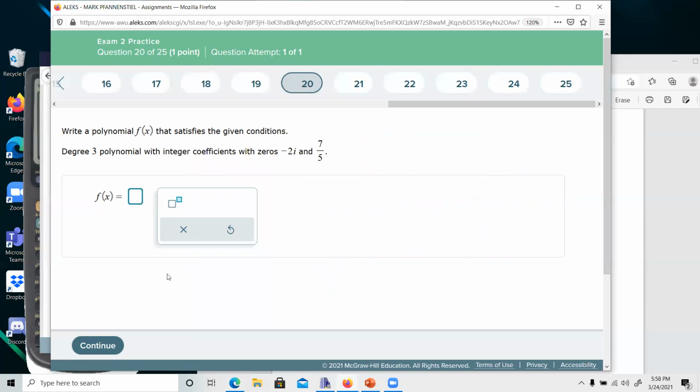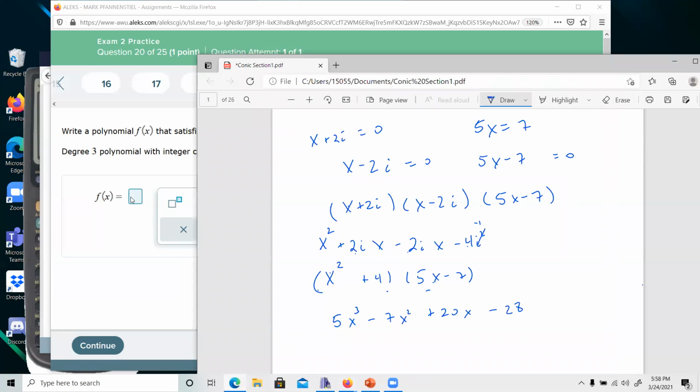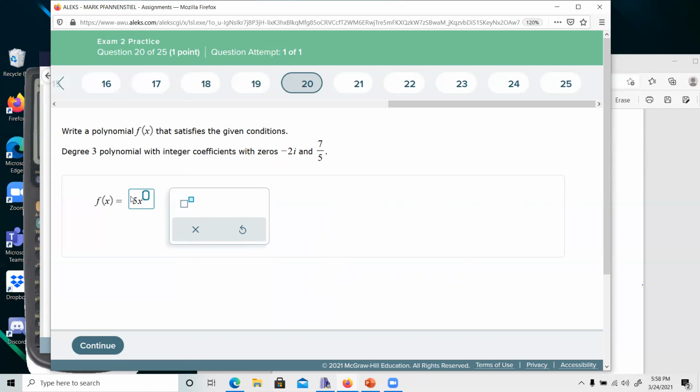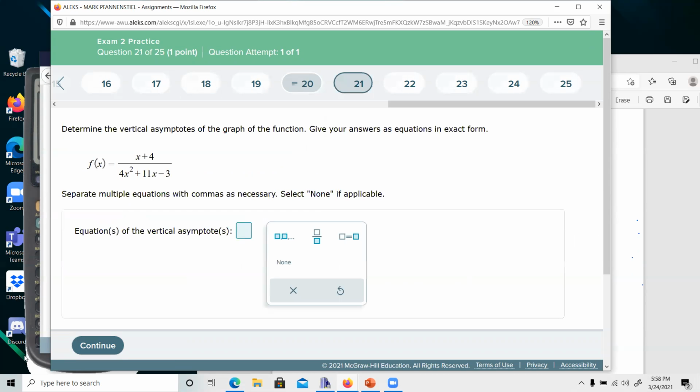So we'll write in here. This was 5, minus 7, this was what? Plus 20, and I think it was minus 28. Oh, it doesn't grade it for me on this one. It just says okay, and then you can figure it out at the end there. Okay, but that's how you do that.